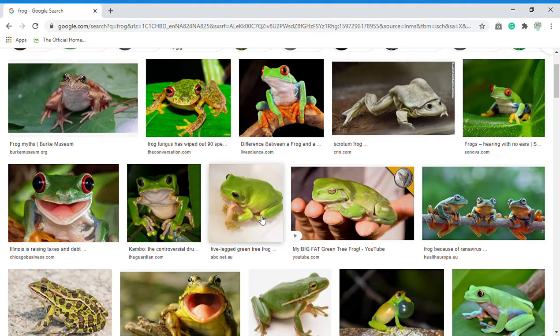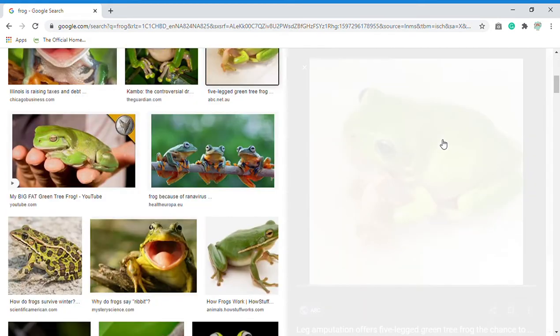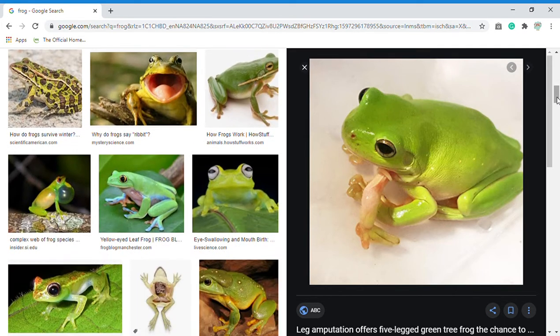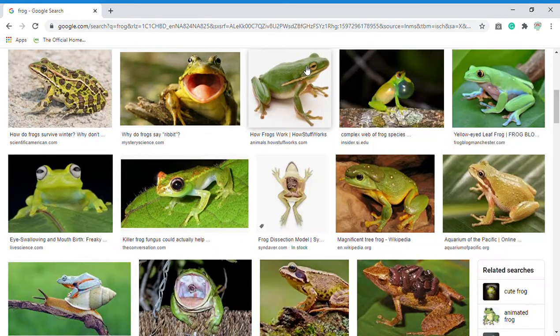Five-legged green tree frog. Sorry, I have to go in here quickly. Why does it have five legs? Five? Wait. I actually want to... Oh! Okay. Oh, it's not a type of frog. It's just one specific frog who had five legs. Okay. All right.